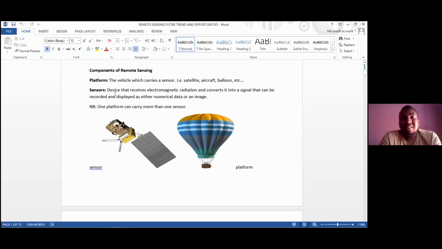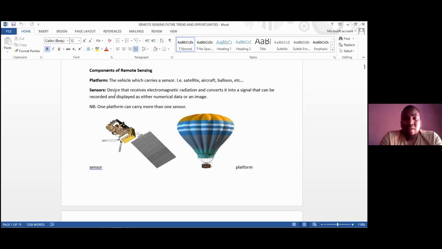And then we have the sensors. This is a device that receives electromagnetic radiation and converts it into a signal that can be recorded and displayed as either numerical data or an image. I'll give you another key important point: a platform can carry more than one sensor.